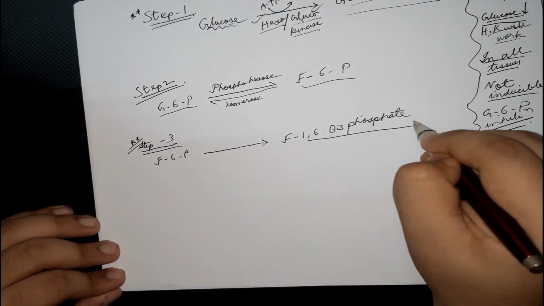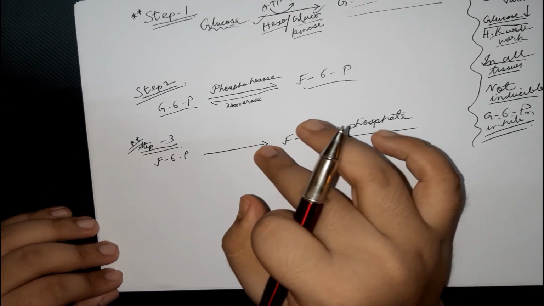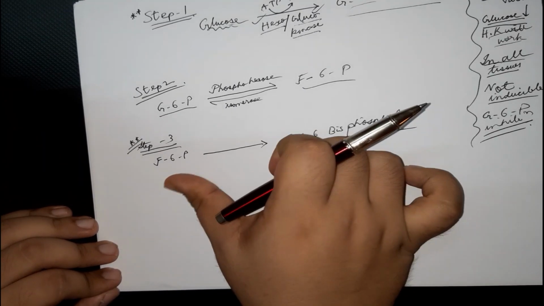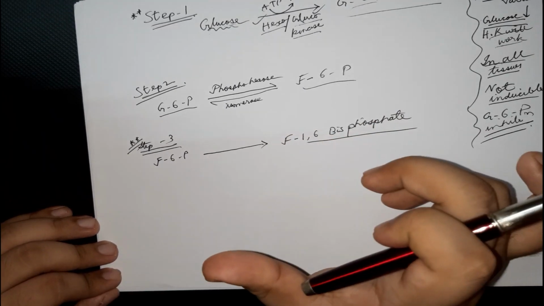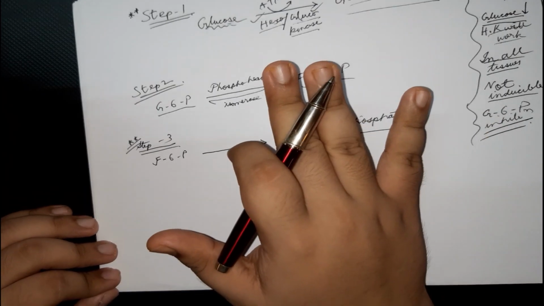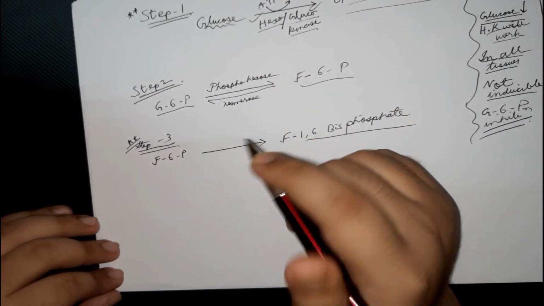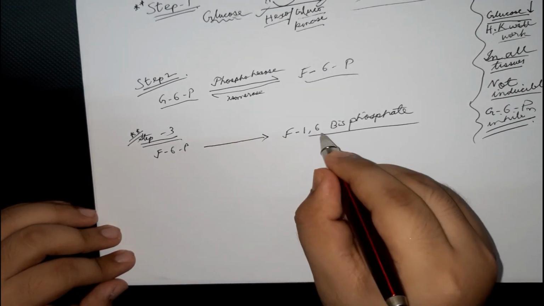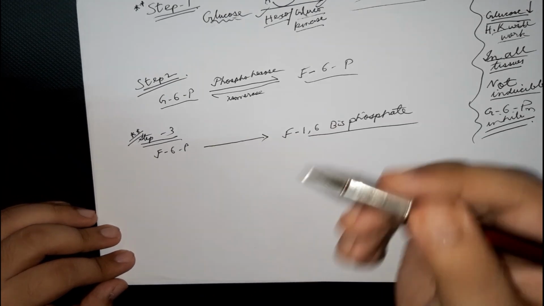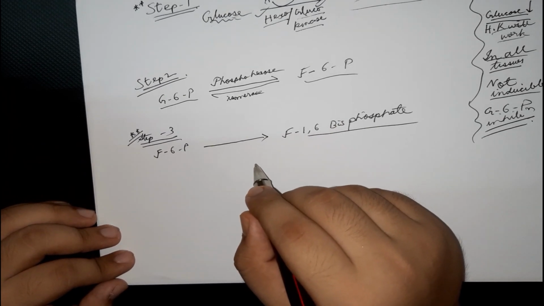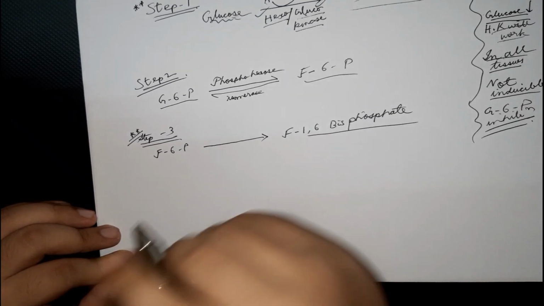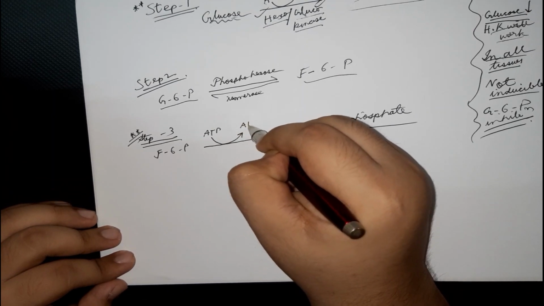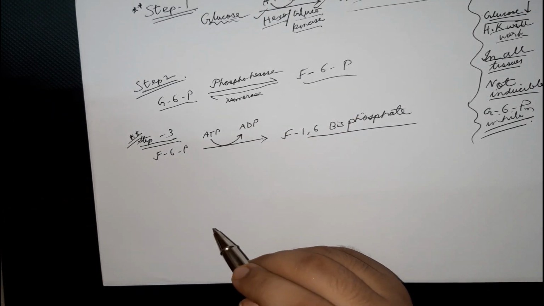Very, very important step. This is considered the key, the most important regulatory step of glycolysis. So it's important. Now we'll talk about regulation later, as I've already mentioned. But let's talk a little bit about it now. Fructose 6 phosphate is irreversibly converted, or rather phosphorylated, to fructose 1,6 bisphosphate, and hence we need a phosphate source, and obviously the source is none other than ATP, one molecule of ATP being converted to one molecule of ADP.